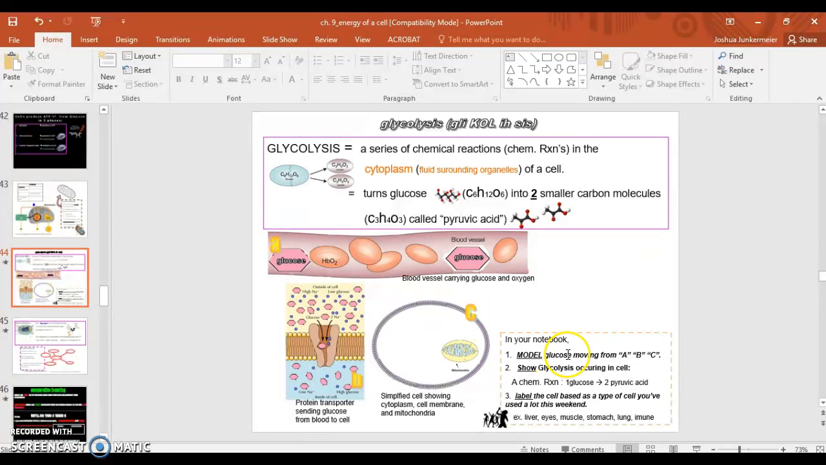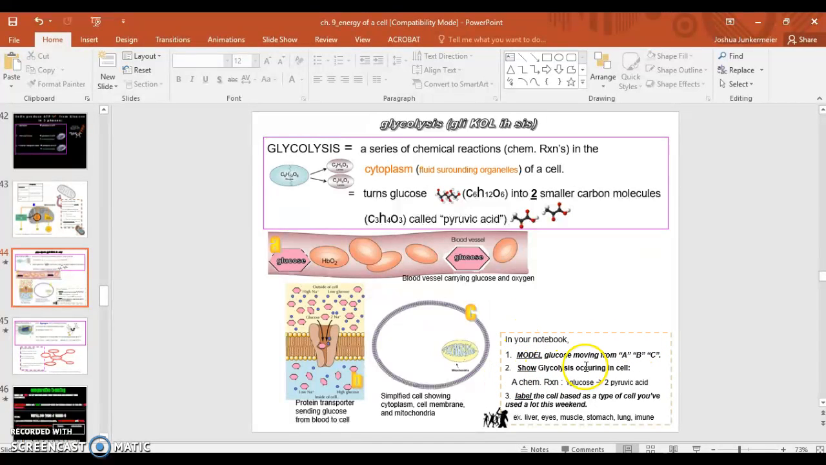All right, your job is to look at each of these pictures and try to put them in the right order. Is it CBA, CAB, BCA, ABC? What is the right order to show how glucose gets into the cell? And then after that, you are going to do a simplified picture in that order. So whatever order you choose for these pictures to show how glucose gets into the cell, draw a simplified picture of that process. And that would be completing number 1.